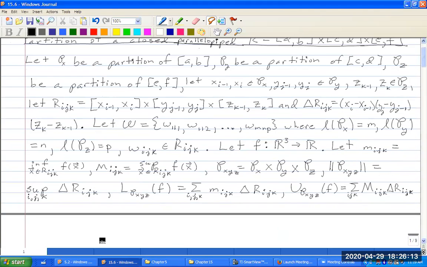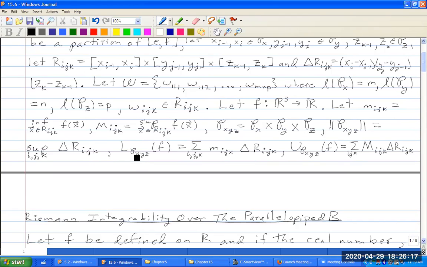Let the lower Darboux sum L of the partition P sub xyz, f equal the sum over ijk of little m sub ijk delta R sub ijk. Let the upper Darboux sum U, of the partition P sub xyz at f, be defined as the sum over ijk of capital M sub ijk delta R sub ijk.